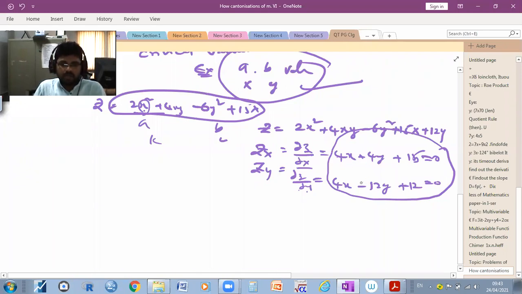I hope you understood. When you cancel 4 and 4, you will get the y value. When you cancel the y value, you will get the x value. Those x and y values are called critical values.